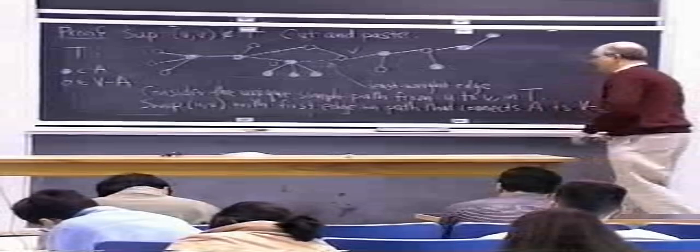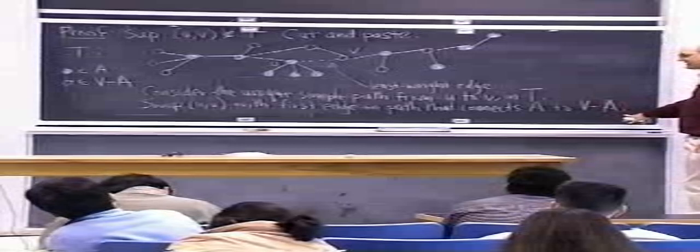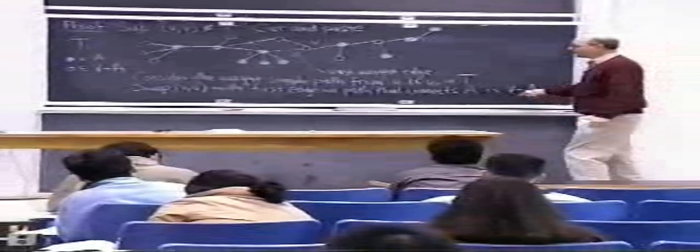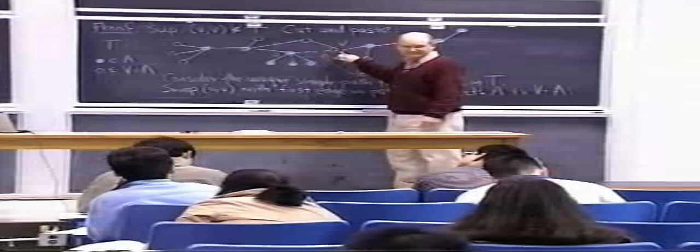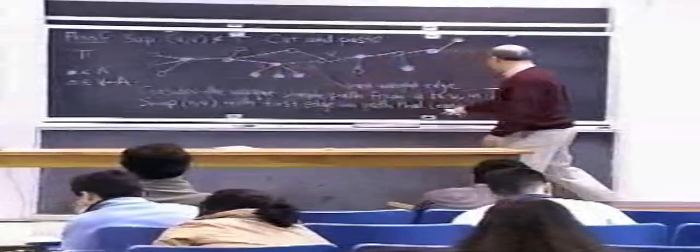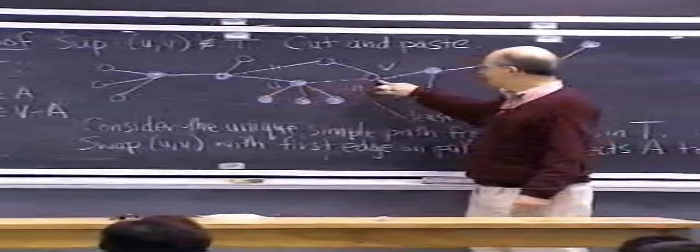Now, one of the important things when one is doing this kind of proof is to argue that these things actually exist. So if I've got an edge UV that's not in it, then we know that adding an edge forms a cycle. So we know there's a path from U to V. And we also know that there must be some first edge that connects A to V minus A, because U is in A and V is not.